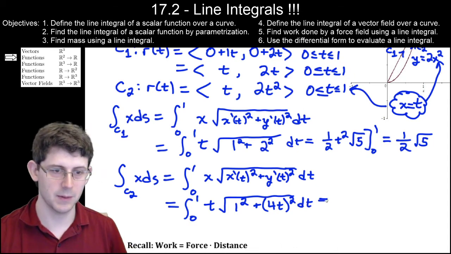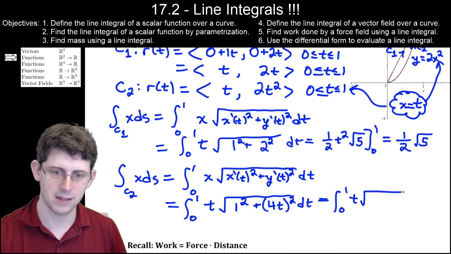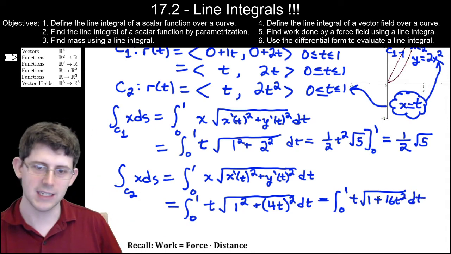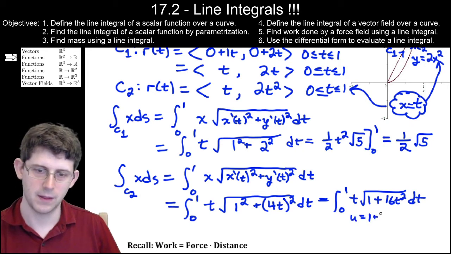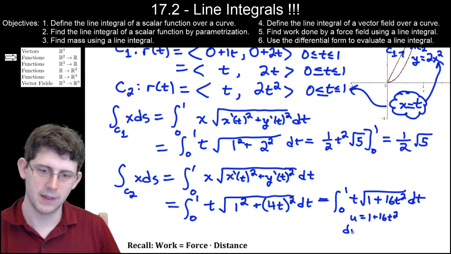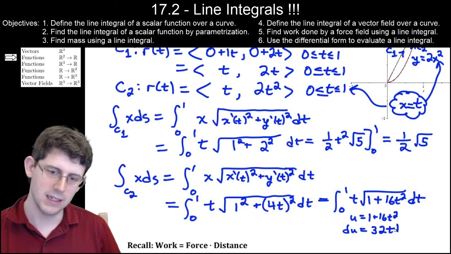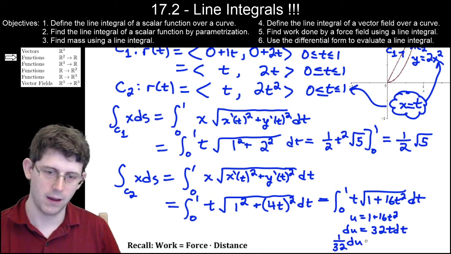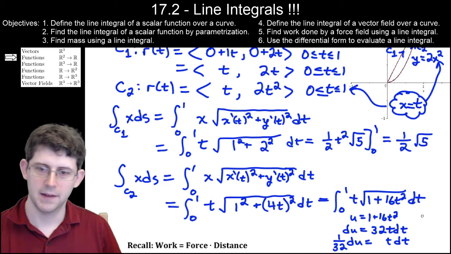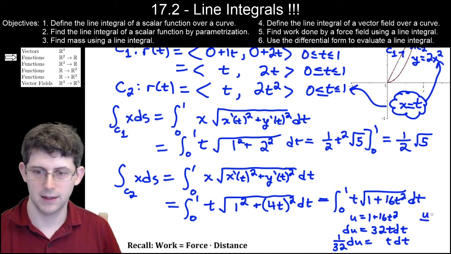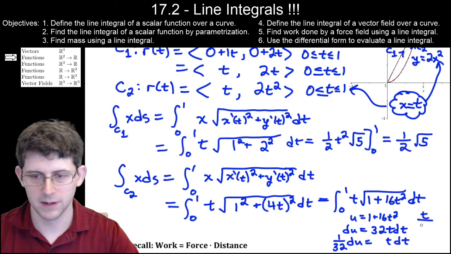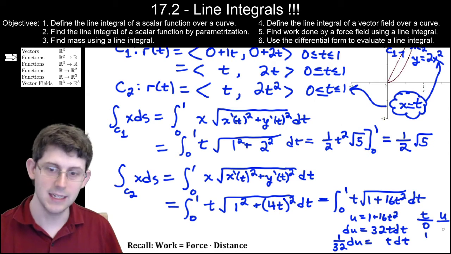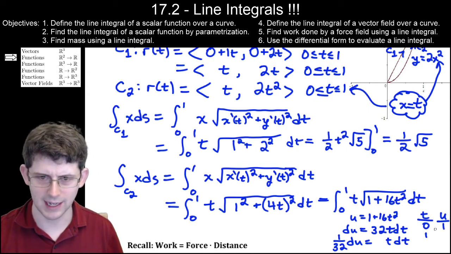So this integral will be a little bit more complicated because I have t times the square root of 1 plus 16t squared dt. But it's nothing too crazy, it's just a u substitution. Let u equal the inside function. du is 32t dt. I have t dt, so I'll divide both sides by 32. And then I'll change the bounds because I'm in calculus 3. My t bounds were from 0 to 1. My u bounds will go from, well, plug in 0 for t, I get u equals 1. Plug in 1 for t, I get u equals 17.